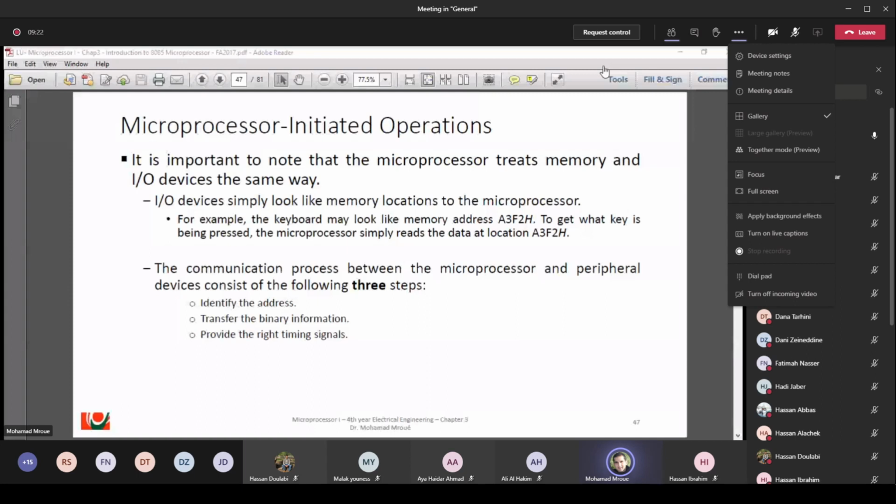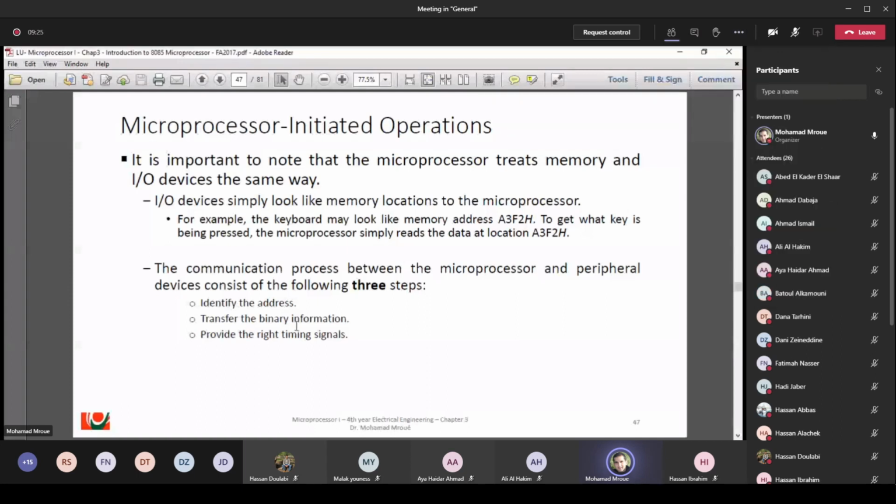Okay, let's start. So the communication process between the microprocessor and the peripheral devices consists of the following three steps. First, the microprocessor must identify the address, transfer the binary information, and provide the right timing signals. So first it specifies the address of this device. Then transfer the binary information, meaning whether to receive or send. Then provide the right timing signals. So the execution happens sequentially here. We will see all these details later.